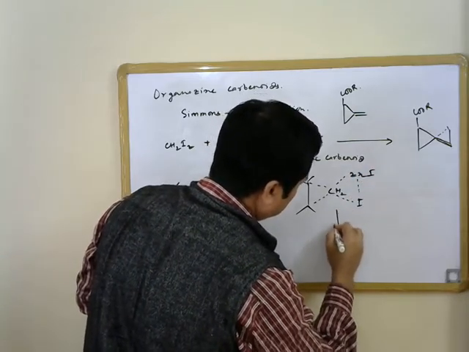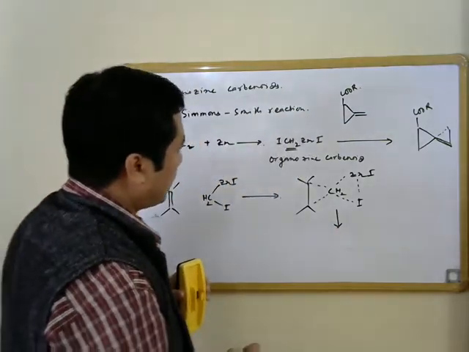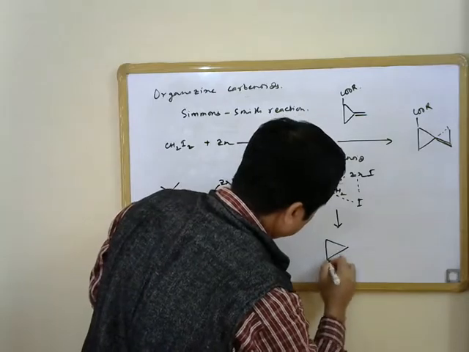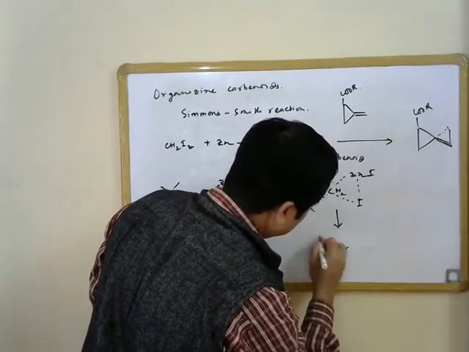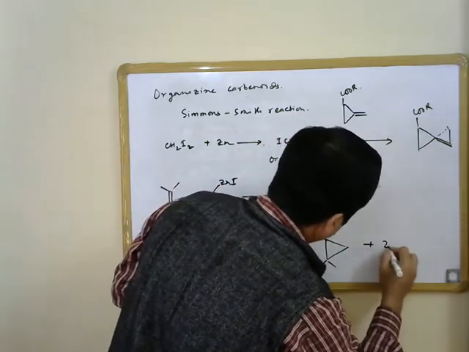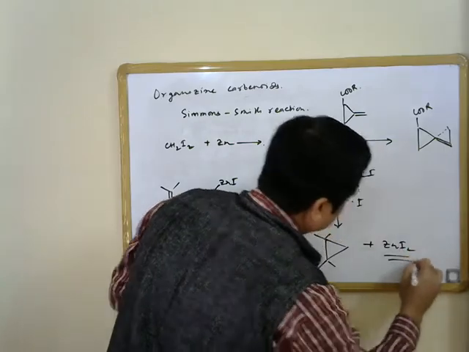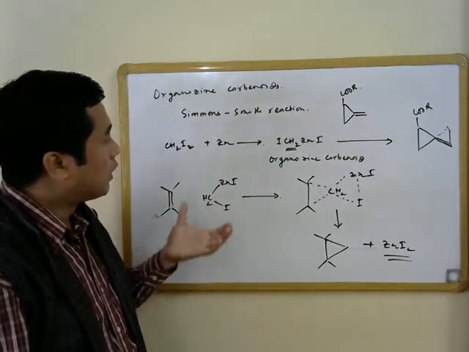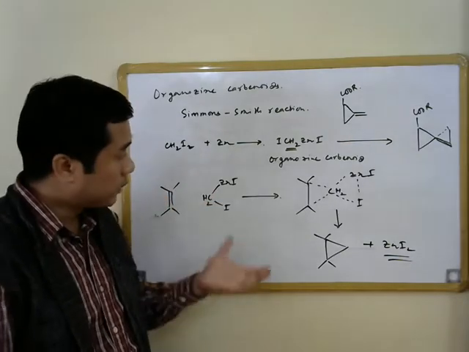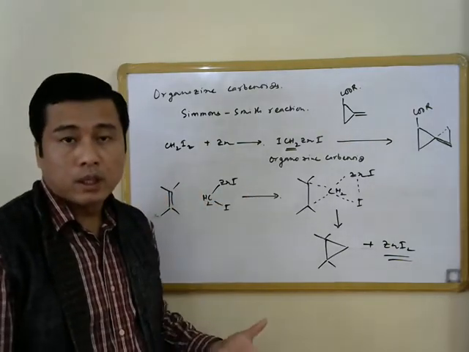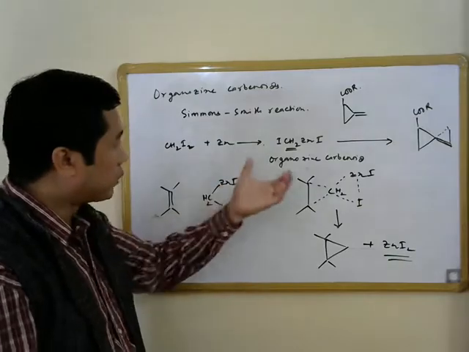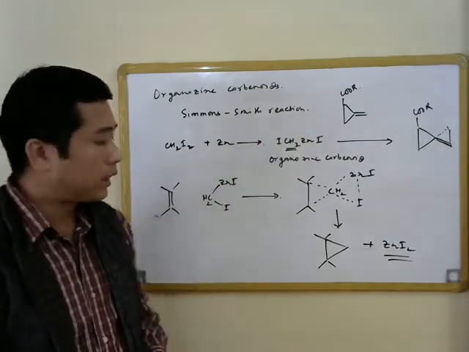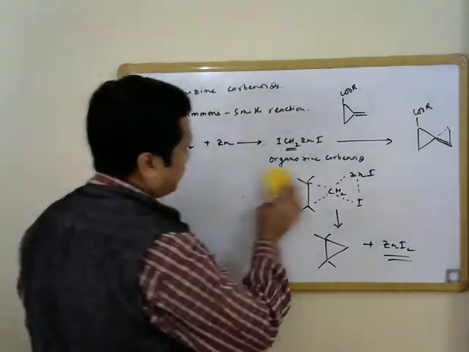And the cyclopropane is essentially formed in this way, and ZnI2 comes out as the product. So this is how spirocyclic compounds, or even cyclopropane derivatives, can be prepared by using organozinc carbenoids and their reaction with olefins.